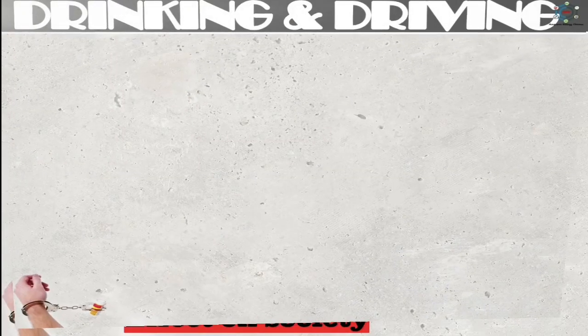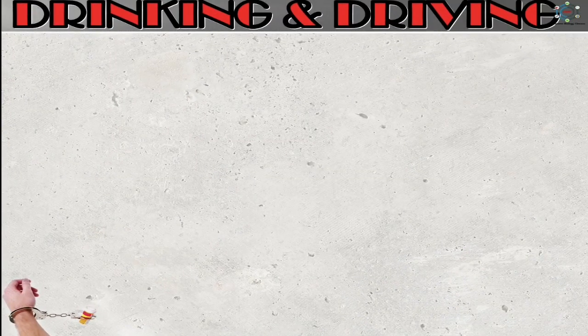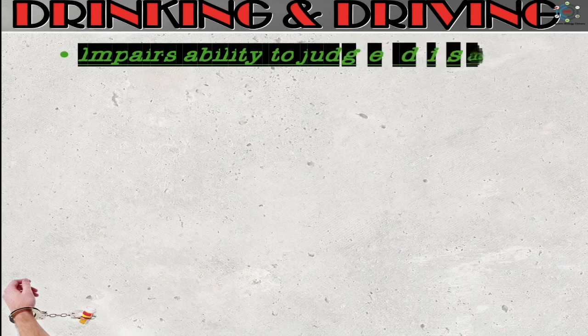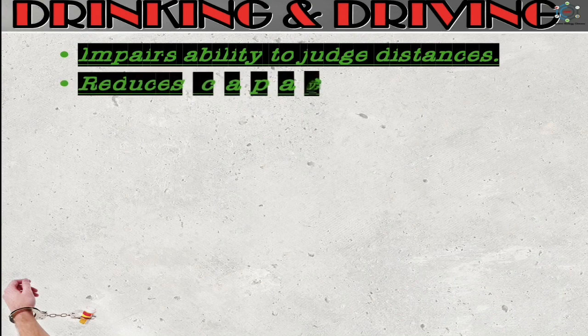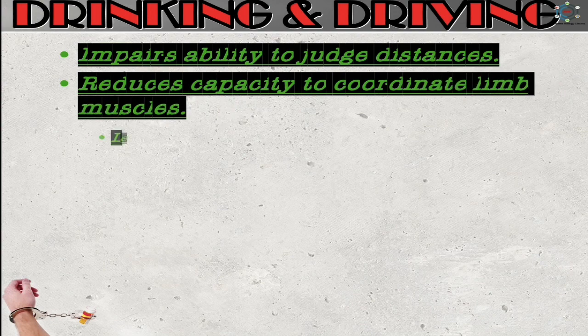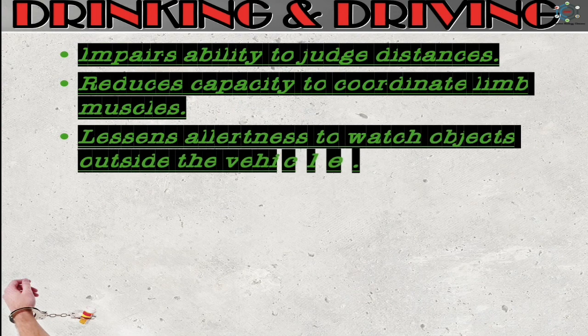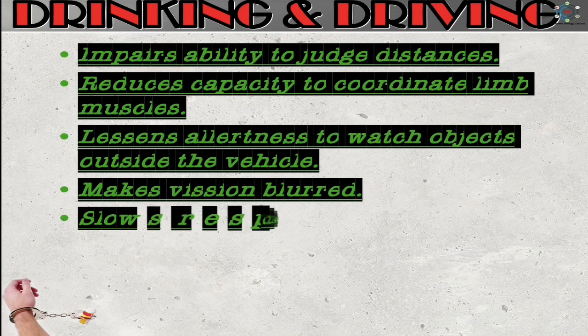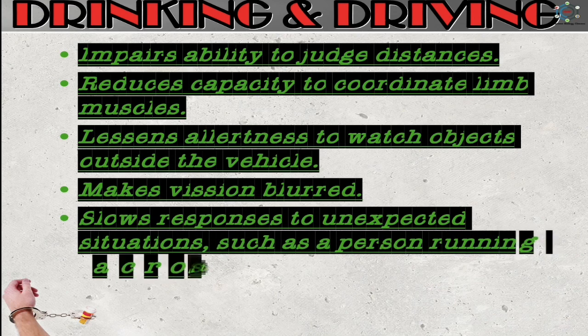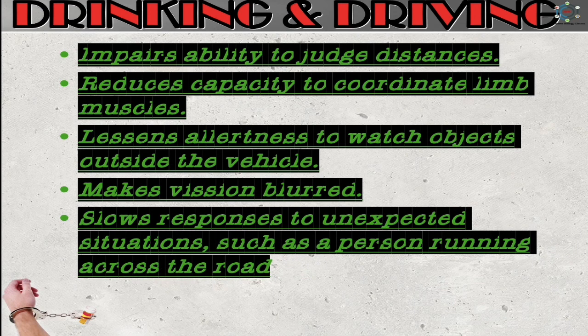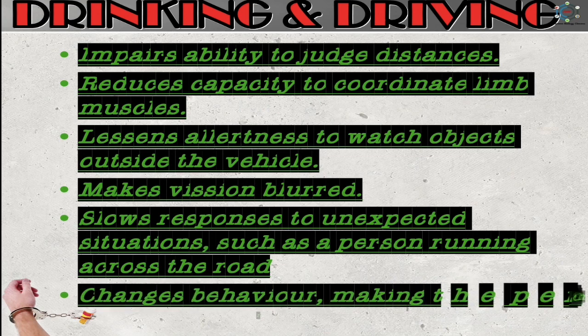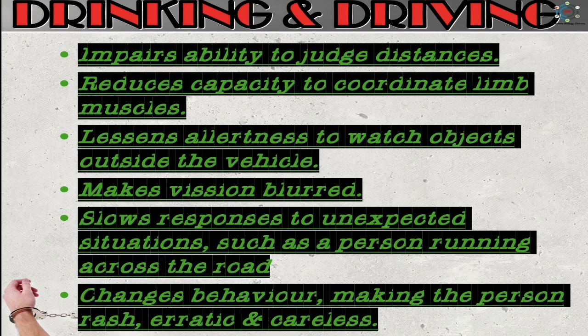After this, drinking and driving. So, drinking and driving do not go together because alcohol impairs ability to judge distances, reduces capacity to coordinate limb muscles, lessens alertness to watch objects outside the vehicle, makes vision blurred, slows responses to unexpected situations such as a person running across the road, and changes behavior, making the person rash, erratic, and careless.